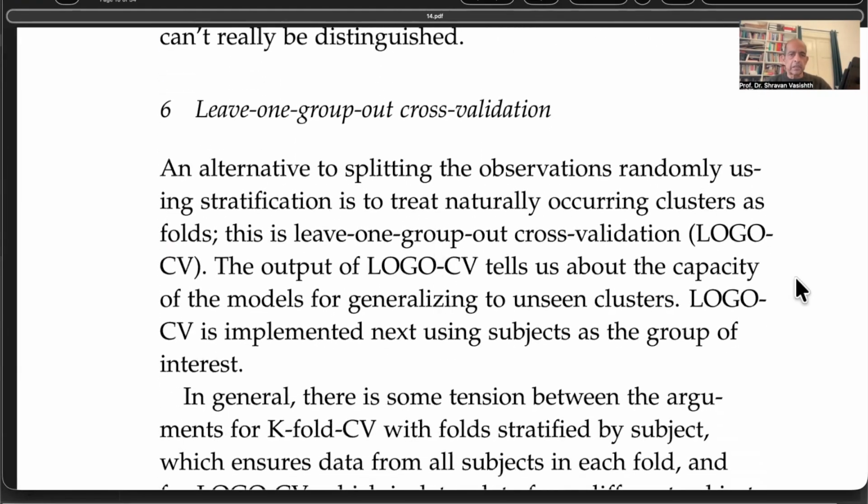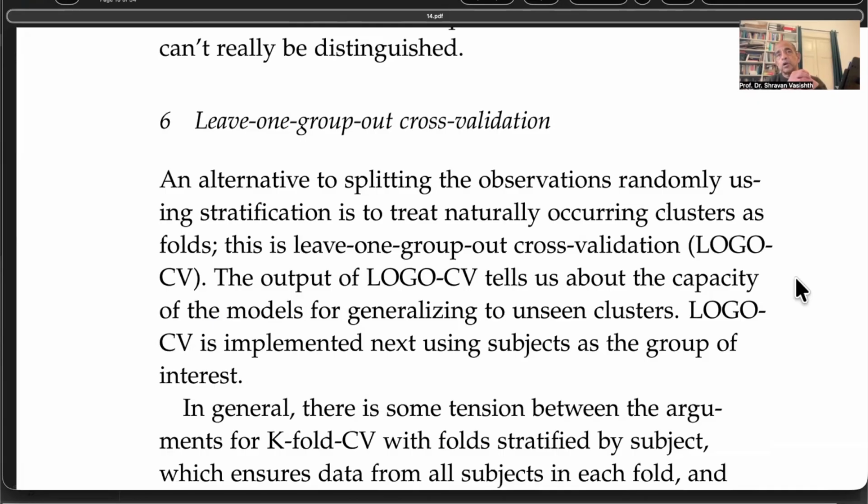Then the next topic that I will cover is leave one group out cross validation. There we will actually leave one or some subjects out entirely to check whether the model performs well on an unseen subject. So that's a different question that's being asked. The question we were asking with k-fold was, having seen a subset of the data, can the model predict the held out data, stratified of course, right? Having trained on a stratified data set.